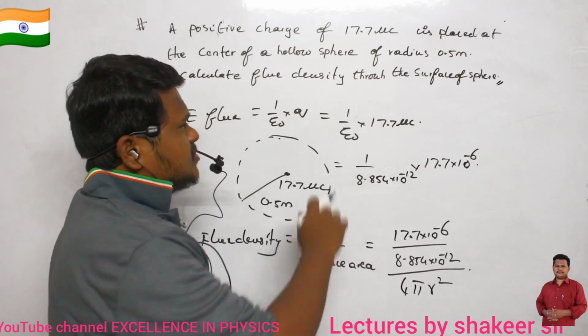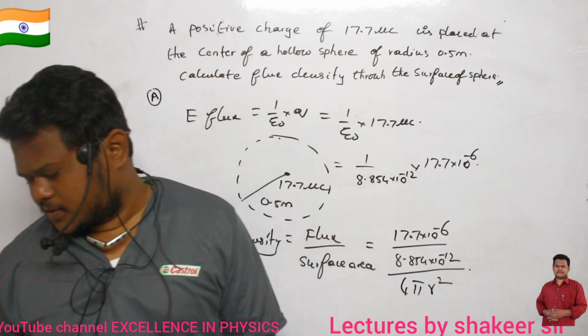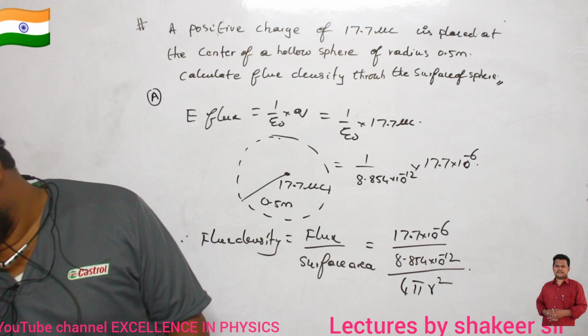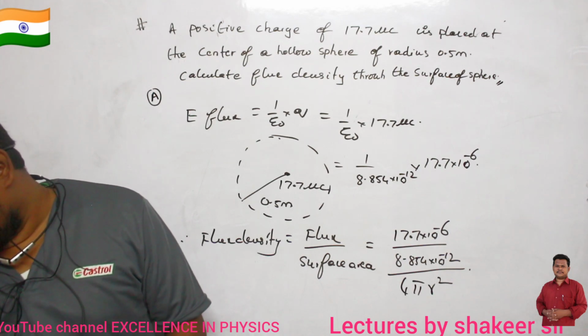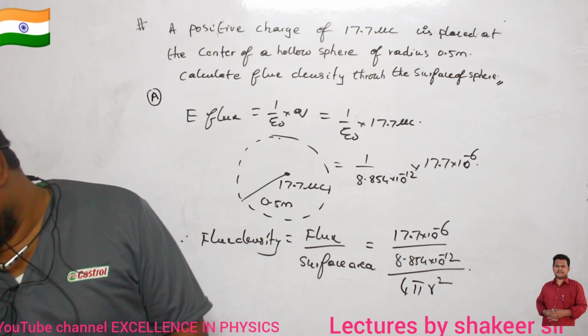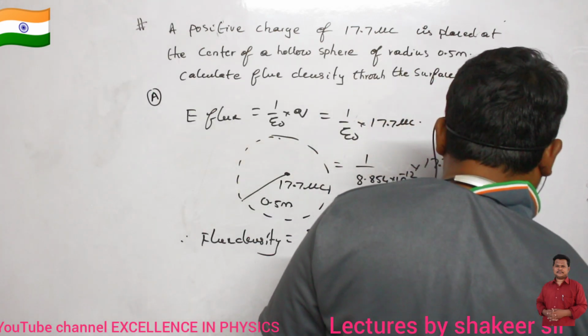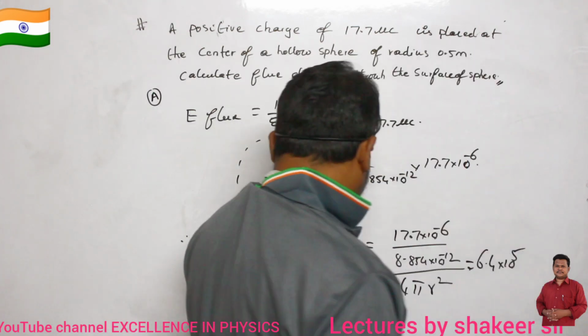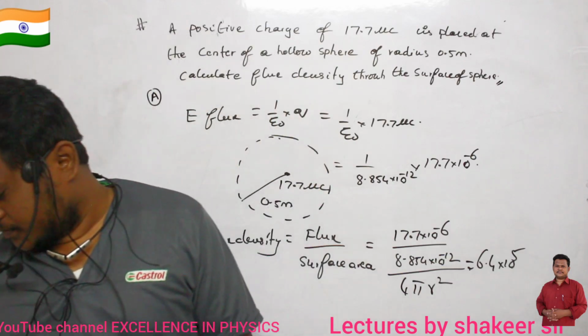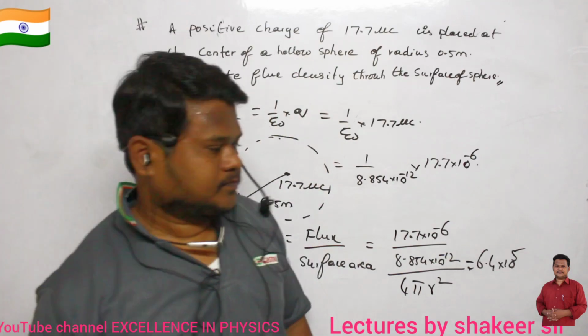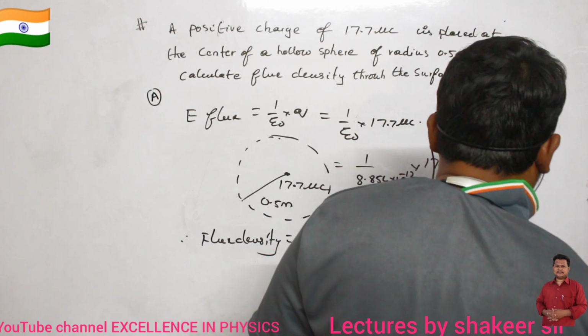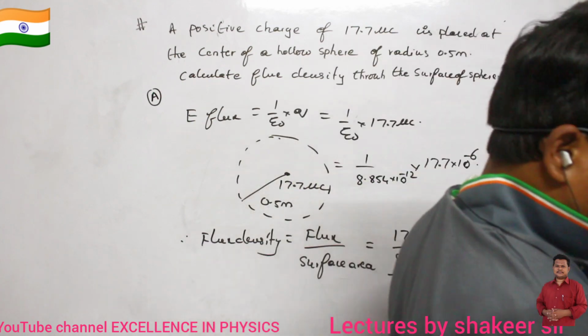Radius is already given as 0.5, no, ma? So just substitute them, then the answer which you should get is 6.4 into 10 power 5. Units of this one will be newtons per coulomb. Okay, ma? Newtons per coulomb. That is our answer.